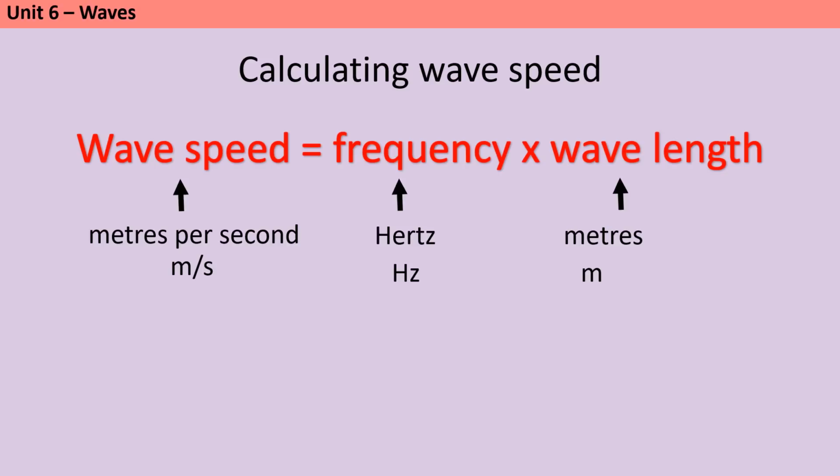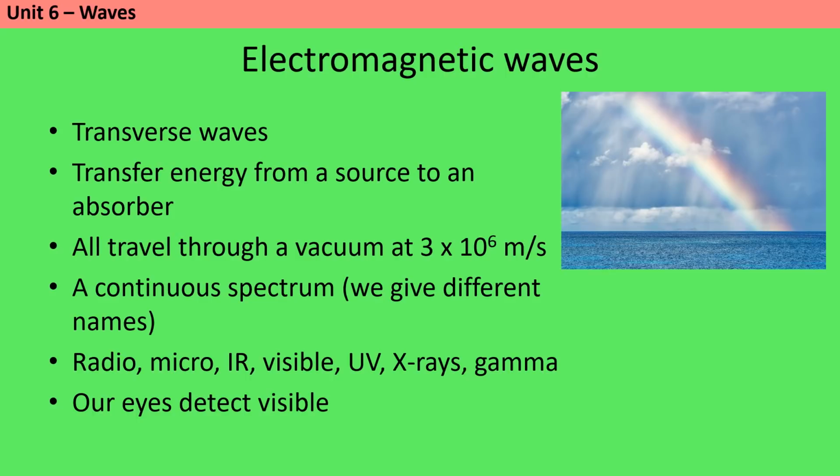Electromagnetic waves are transverse waves that transfer energy from the source of the waves to an absorber. All types of EM wave travel at the same velocity through a vacuum or through air. Electromagnetic waves form a continuous spectrum. In other words, there isn't something fundamentally different about a radio wave and an infrared wave. It's just that we give them slightly different names depending on their particular frequency and wavelength.